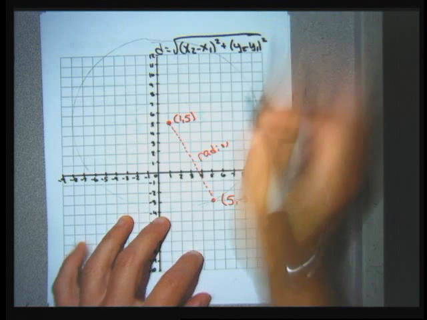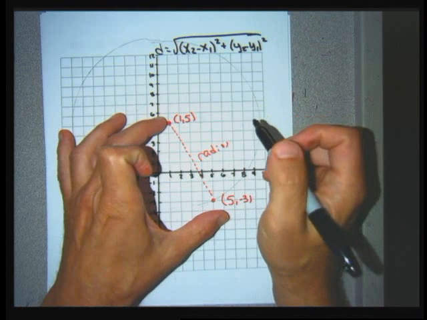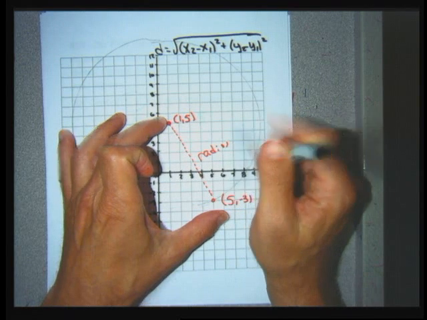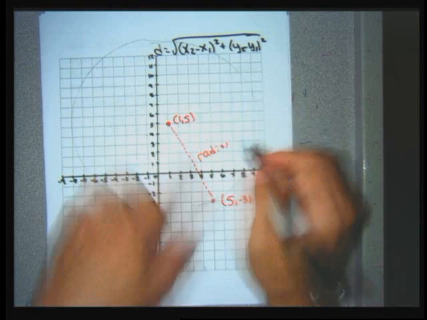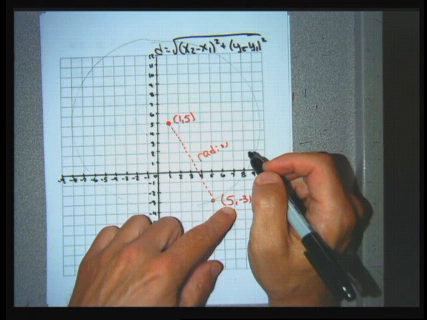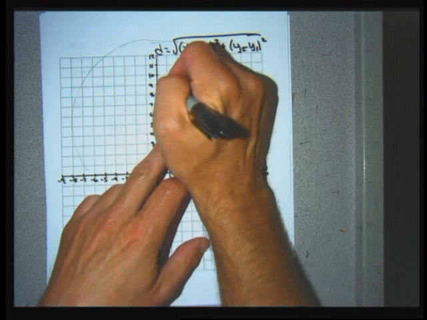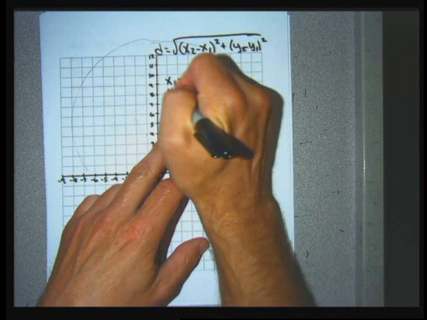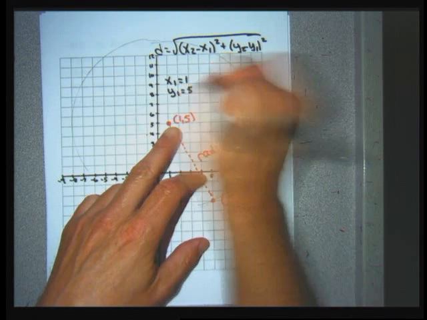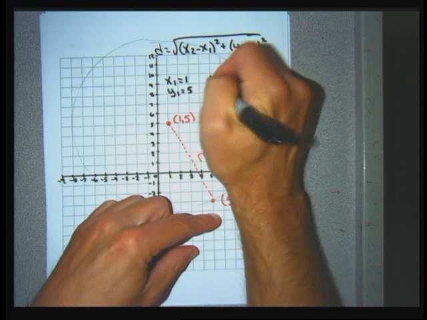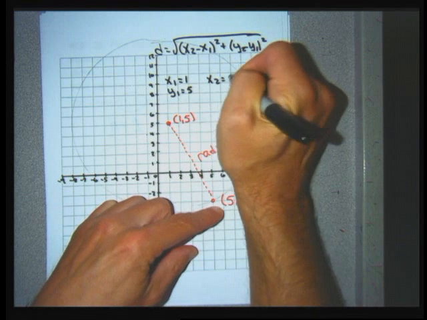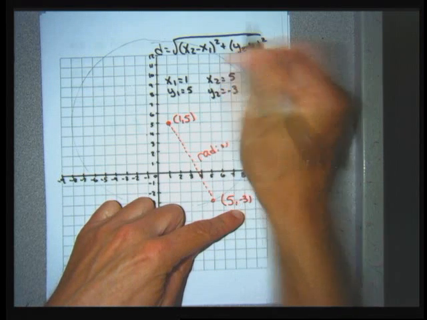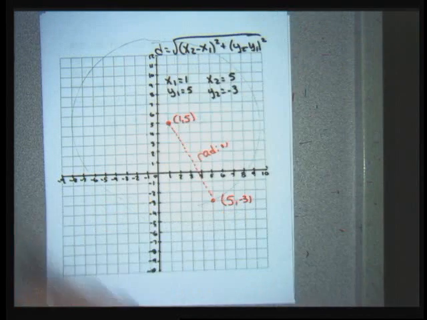So in order to get the radius, which is the distance between the center and a point on the edge, I'm going to use the distance formula. And it doesn't matter what I call x1 and x2. I'm going to call the center the first point. So I'm going to call x1, 1 and y1, 5. And this point on the edge, I'm going to call x2, 5, and y2, negative 3. I'm going to take those 4 values and plug them into the formula.